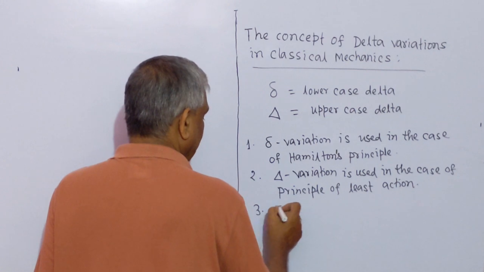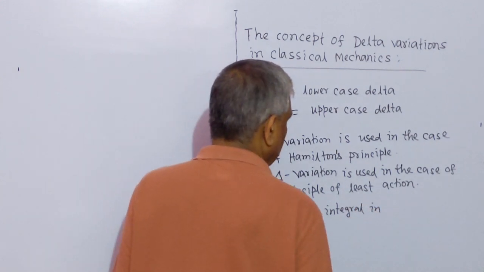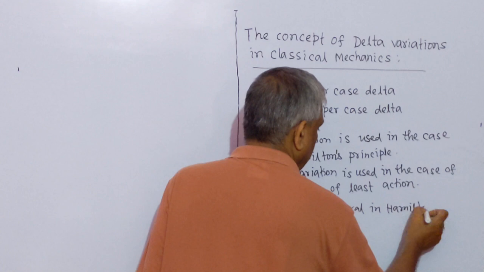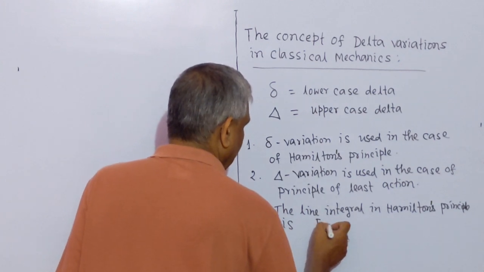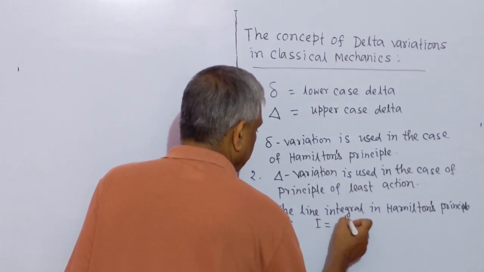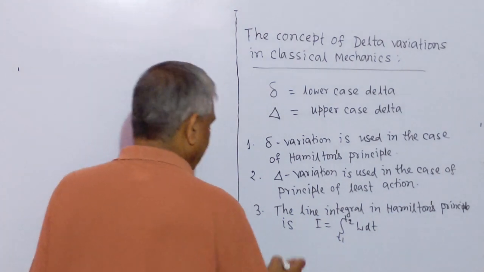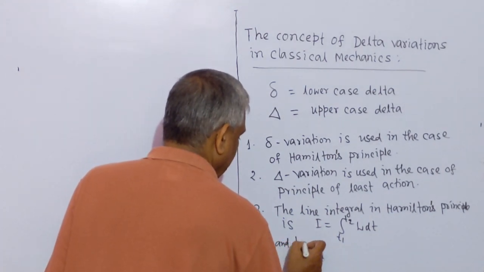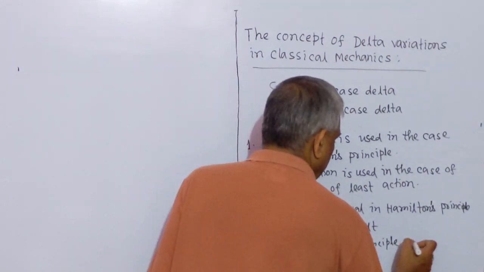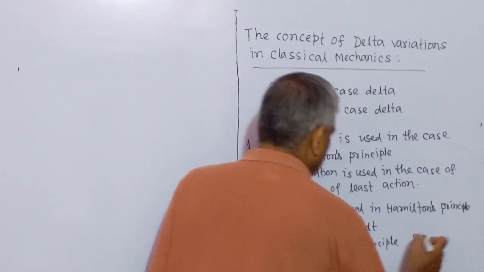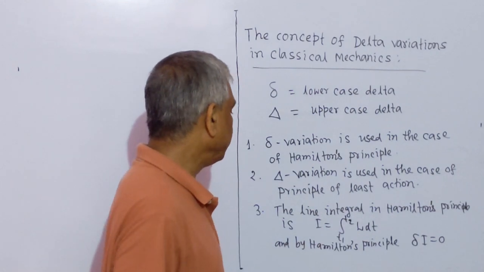Number three, the line integral in Hamilton's principle is I equal to integration time t1 to t2 limit L dt, and by Hamilton's principle delta I equal to 0, that is delta line integral limit t1 to t2 L dt equal to 0.